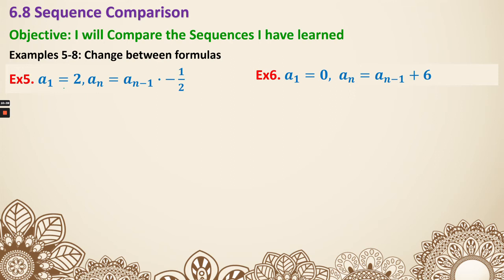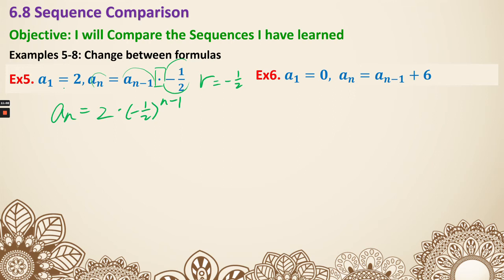First one, you see a sub 1 is given, and a sub n and a sub n minus 1. That's a recursive formula. It's being multiplied, so that has got to be a geometric sequence. I can rewrite it into an explicit formula for a geometric sequence: 2 times, my r is this number on the end, negative 1/2, so times negative 1/2 to the n minus 1 power. That is example 5.